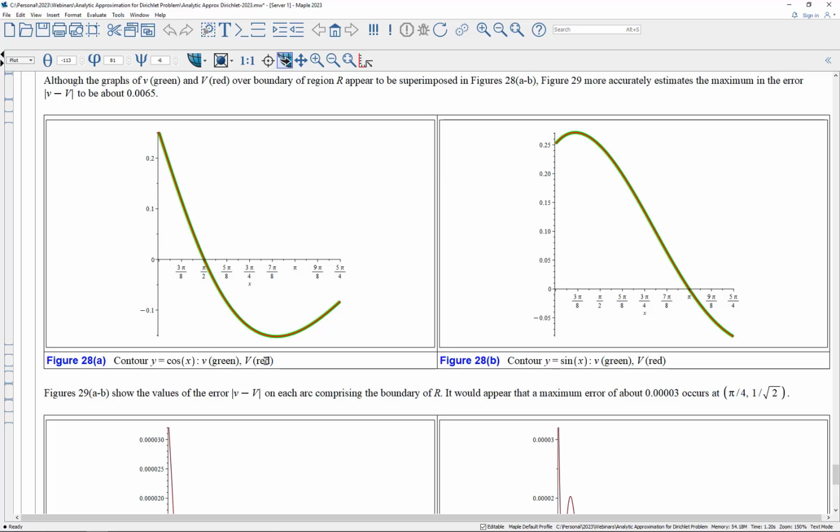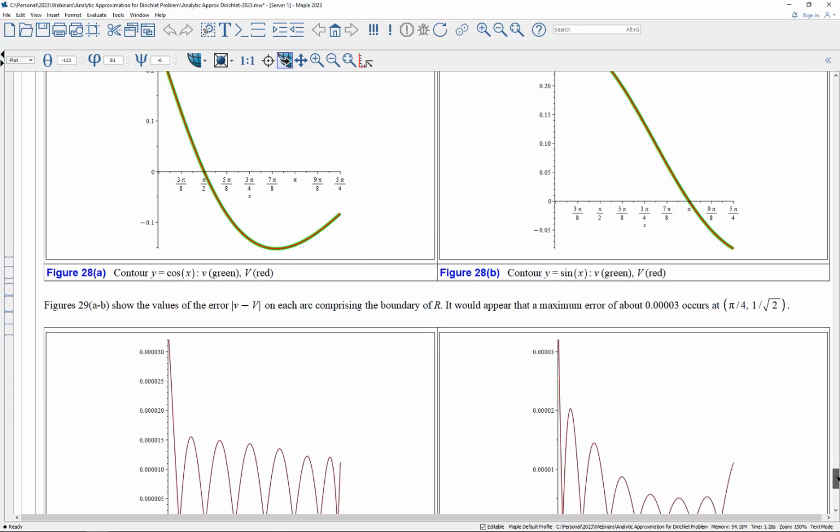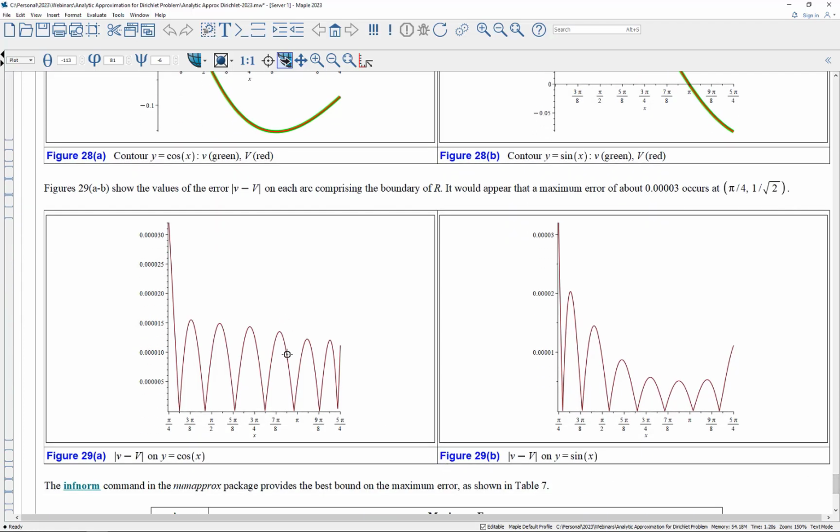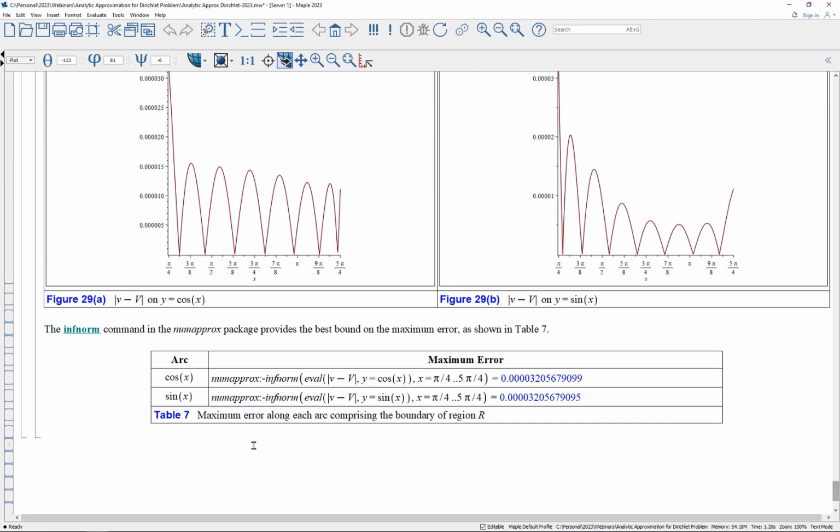Here I'm looking at the edge, the sine and the cosine curves that make the boundary. Exact in green, approximate in red, same thing here. One curve lies on top of the other. Here I'm looking at the difference on the bounding edge. Here it's cosine, here it's the sine. 3 100,000ths, 3 100,000ths at worst. And here, using the inf norm, finding out where is it the worst. So the maximum of the absolute value of the difference on the cosine part, on the sine part, and you see it's 3 100,000ths.